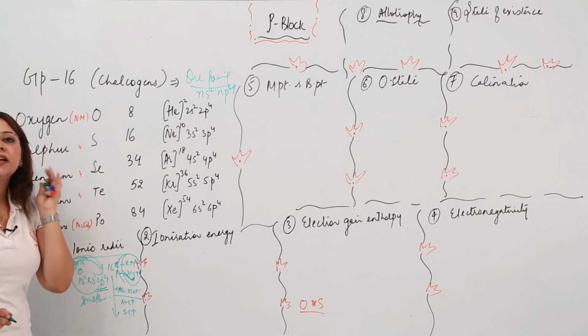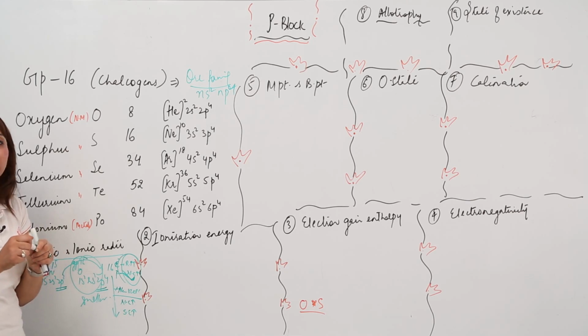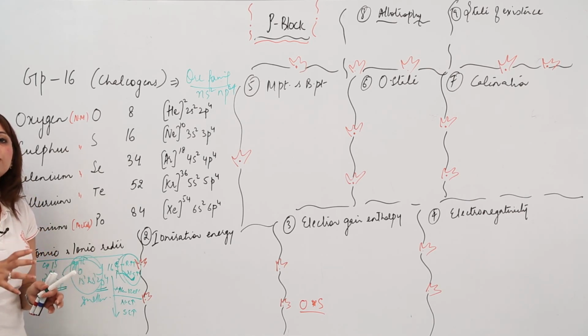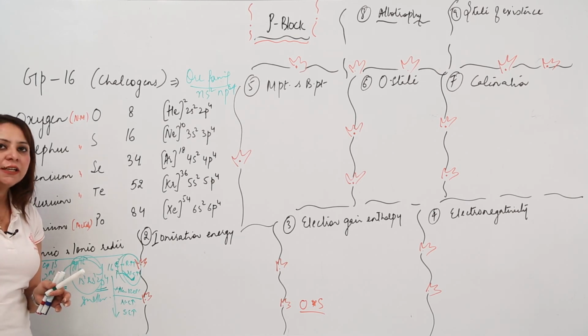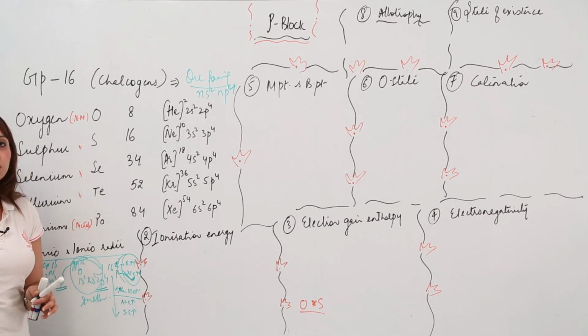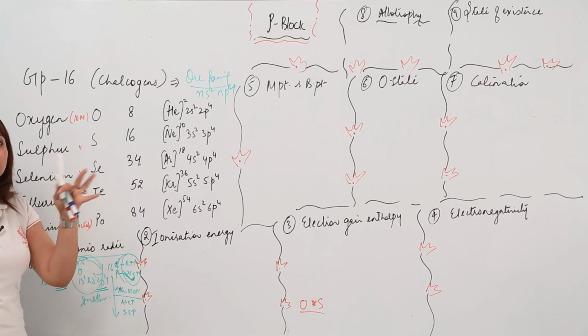We know that shielding effect means the filling of inner shell electrons. They will try to reduce the effect of the nucleus on the last shell, and as a result the last shell will experience an effective nuclear charge, which is always less than the actual nuclear charge. So that is why the size increases.